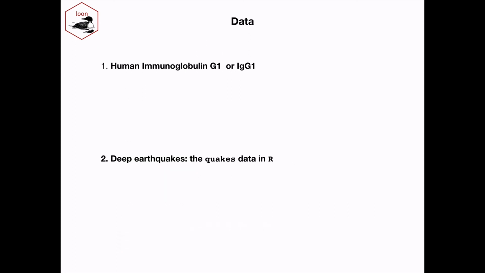So for the demonstration, we're going to look at 2 different data sets. First will be a large protein molecule, a human antibody, human immunoglobulin G1 or IgG1. That'll be a data set that'll be available within the loon.data package when that becomes available. The other is a data set that's available in R right now, and so you can use that right away when you install Loon. That's the quakes data.